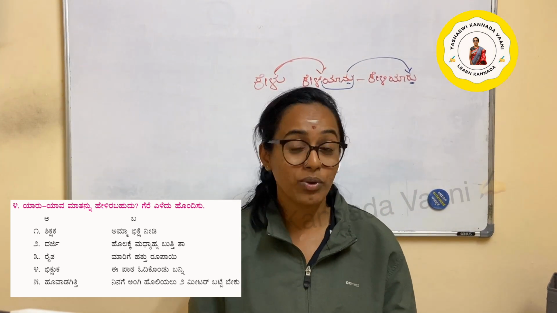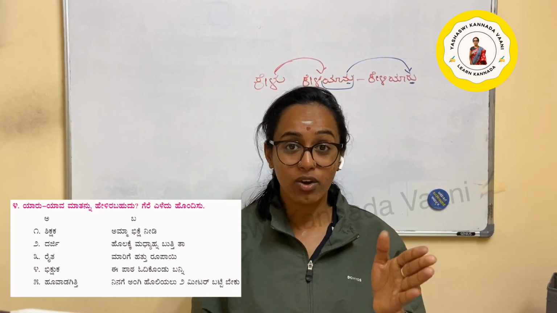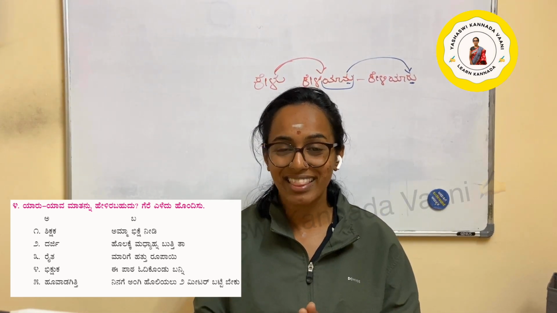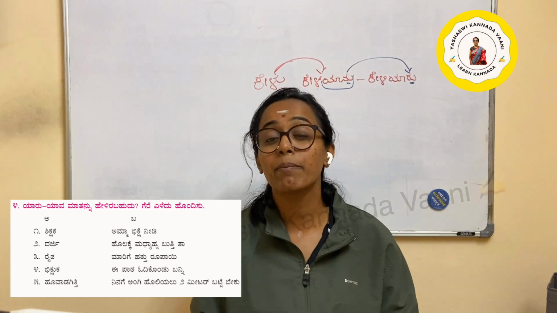So now you know clearly. I told the meaning of the A column and the B column. Just match ಮಾಡಿ. Okay, fine. So here we finished the Pravaasa hogona.